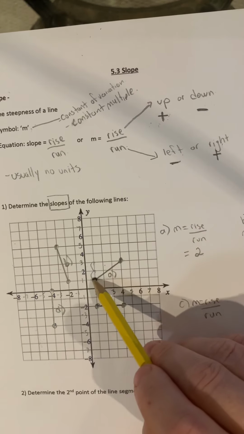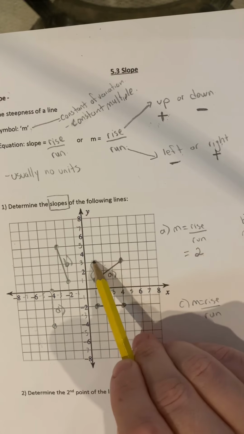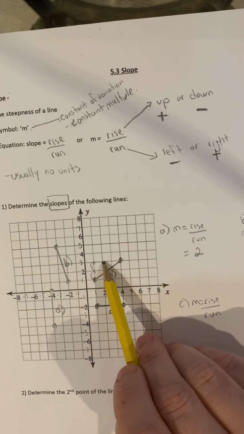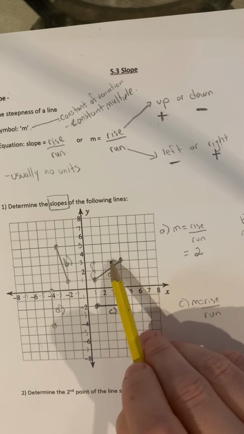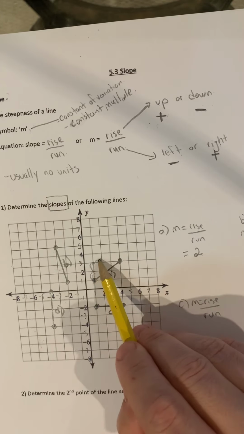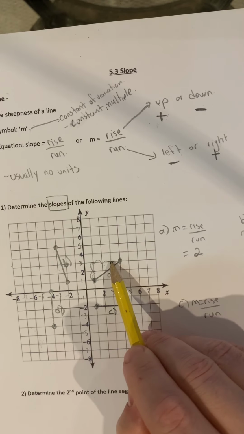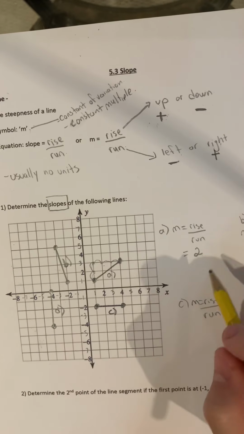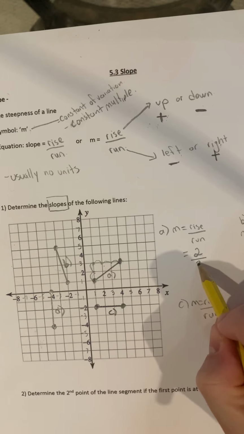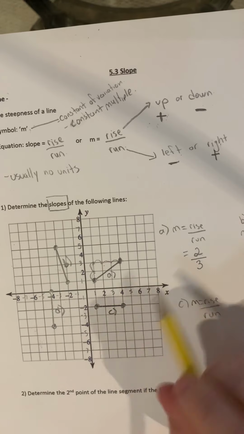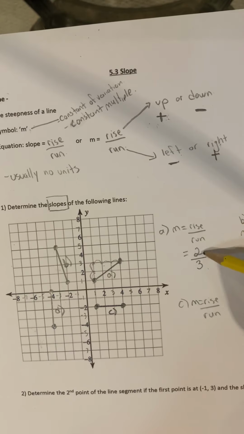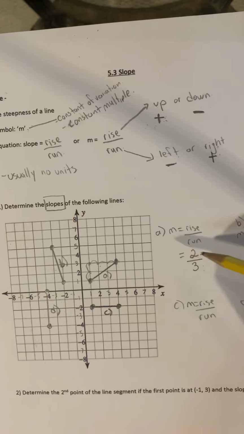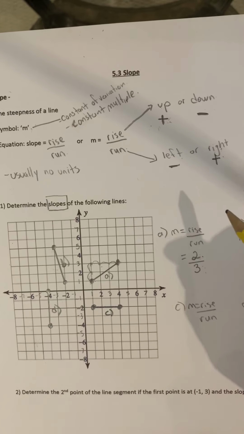Okay, so I went up 2, and now from here, I'm going to count across till I get to the next point. So I'm going to go 1, 2, 3. I'm going to go 1 unit to the right, 2 units to the right, 3 units to the right. So my run is 3. I counted to the right, so it's 3. So up was positive 2, right positive 3. And that's it. So my slope is 2 over 3.